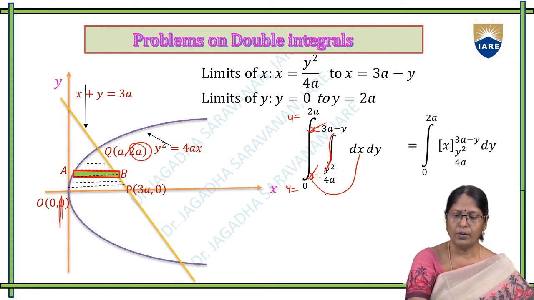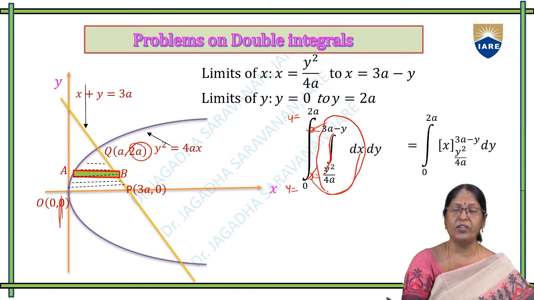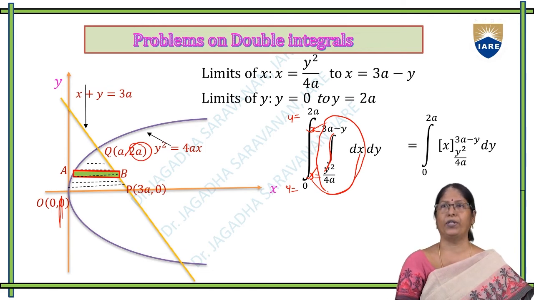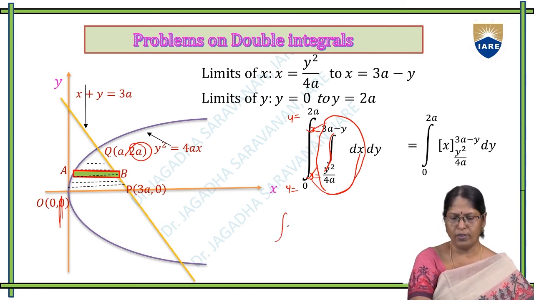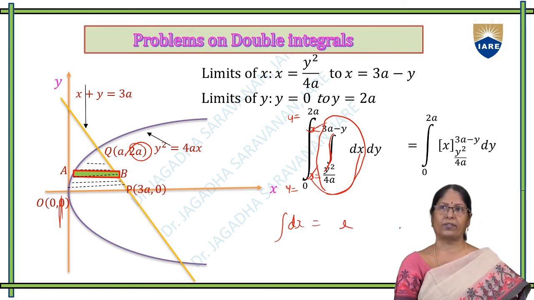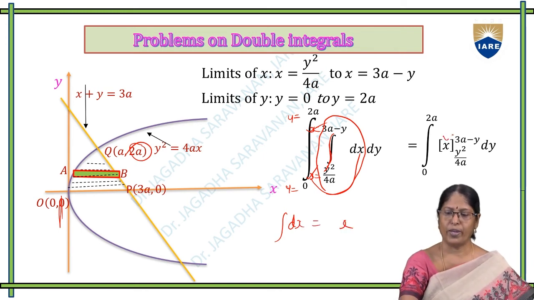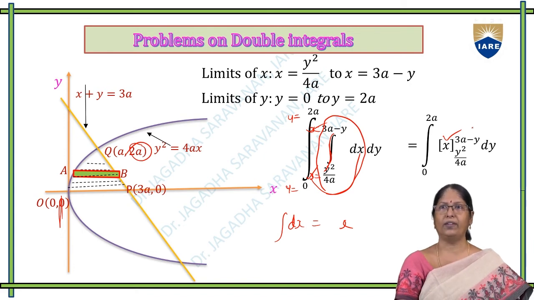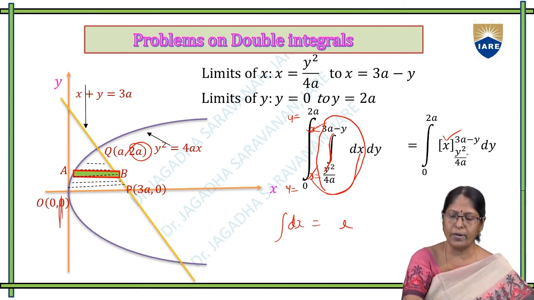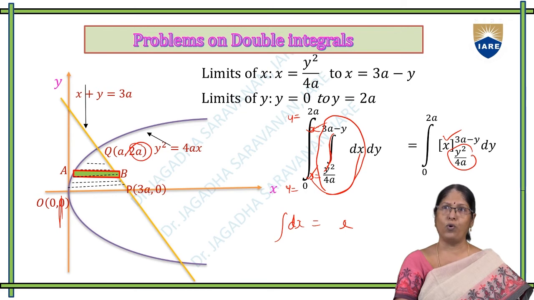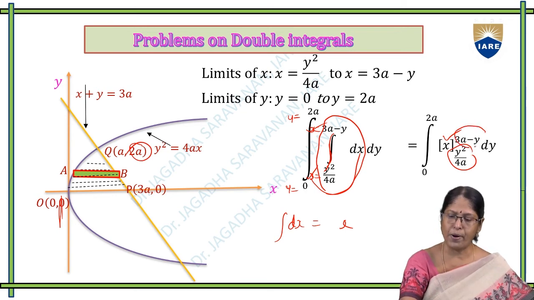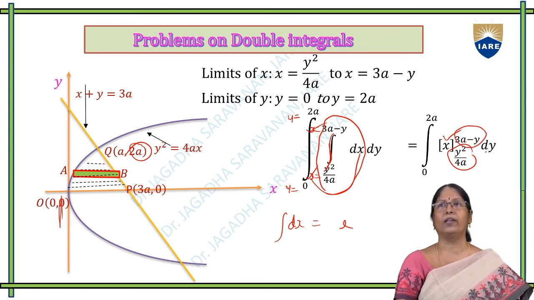So now the innermost integration, first we will do it. We know integral of dx is nothing but x. So we can see here, x is there, and the lower limit is y square by 4a, and the upper one is 3a minus y.